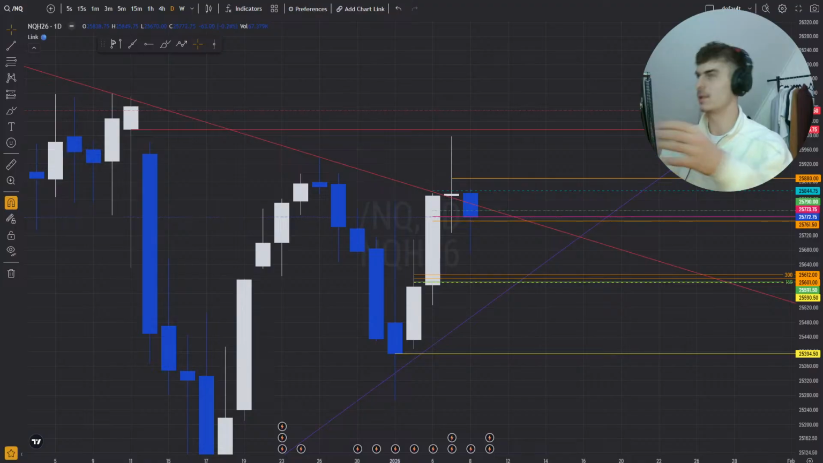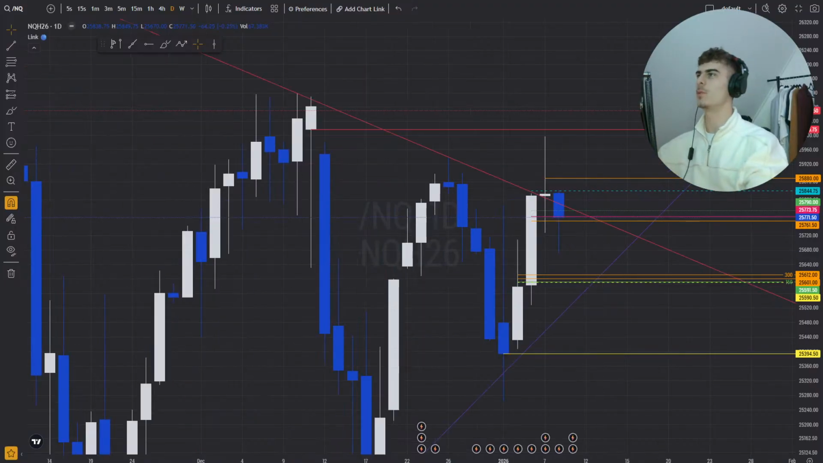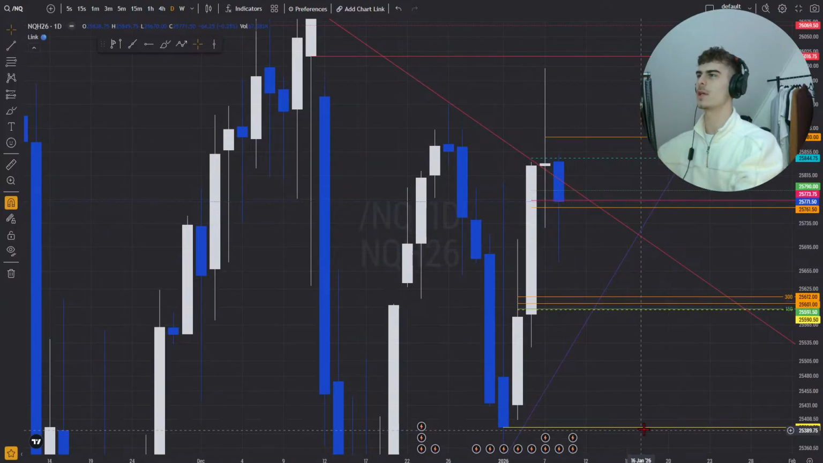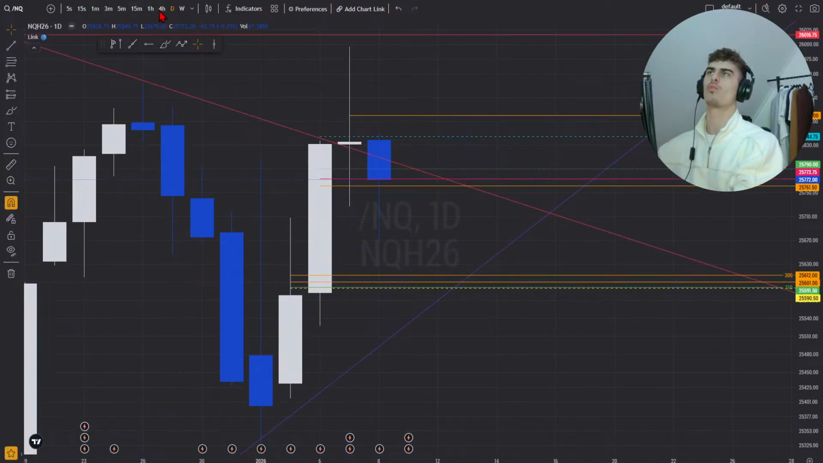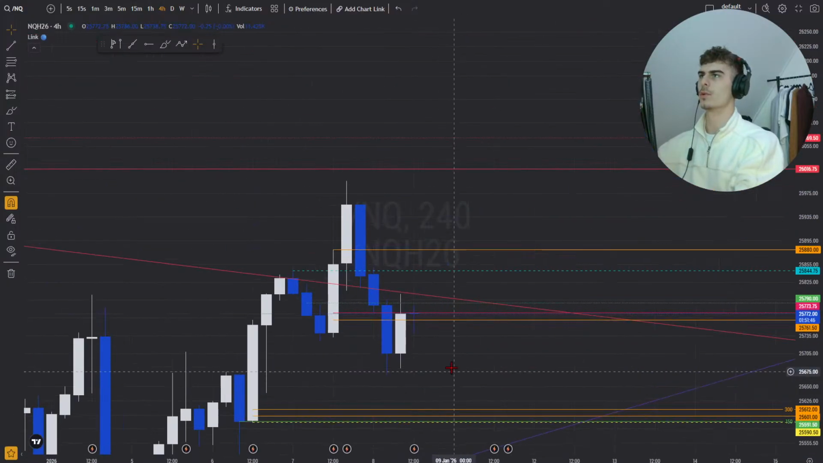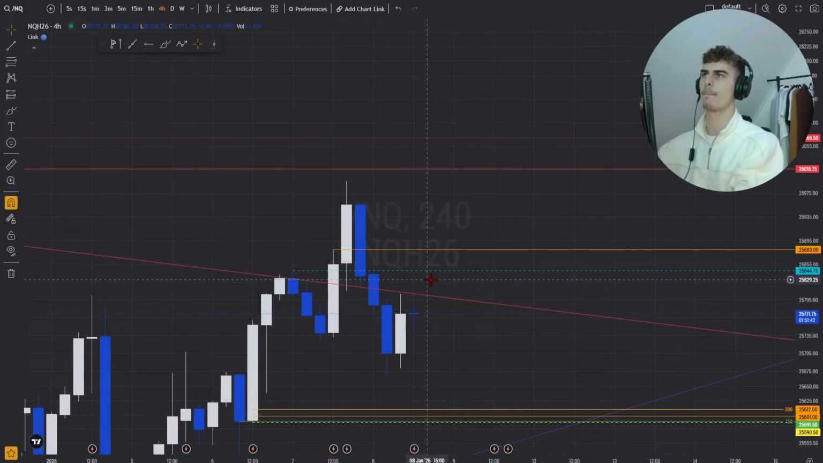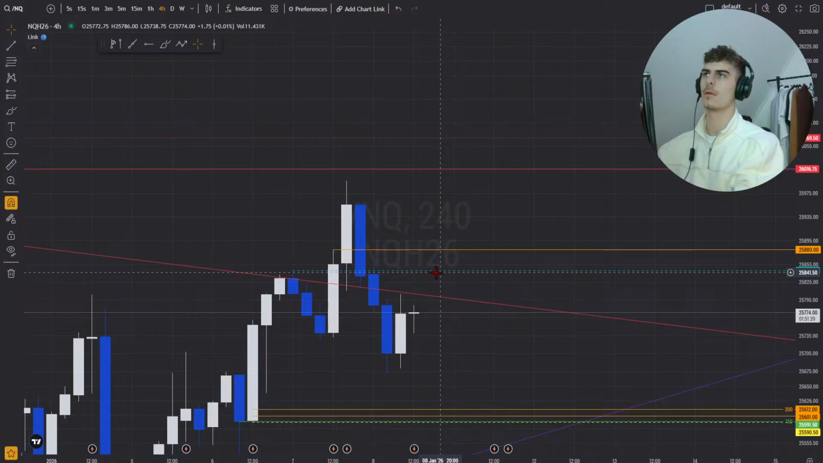Okay, nice. Let's go. Okay, so I'm gonna clean up my chart a little bit. I think I'm gonna leave these levels because this is just all good. This is okay. I'm gonna remove these though. Oh, if I can.